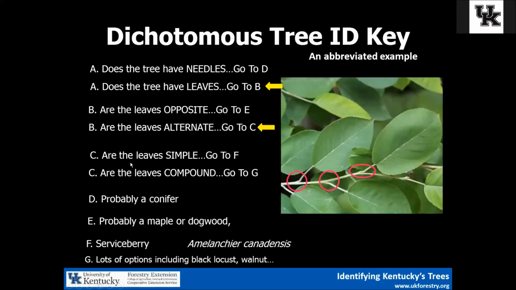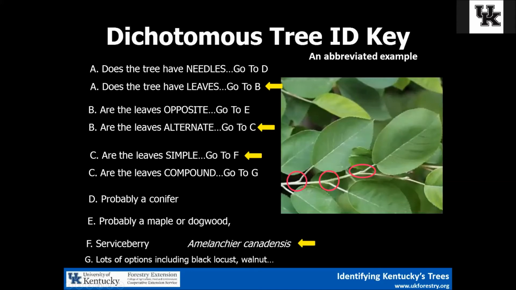It asks, are the leaves simple or are the leaves compound? Well, if we look at our example here, we can't quite see a bud, but there's a little bit of a bud here at the base of a leaf petiole. We follow that petiole up and we see we have only one leaf blade. So we have a simple leaf. So now it takes us down to F, and bingo, we have a serviceberry.